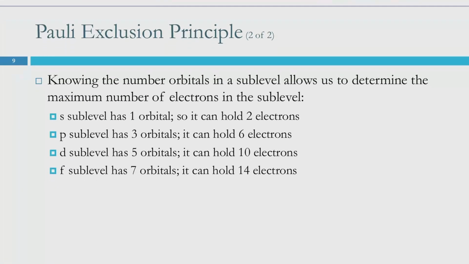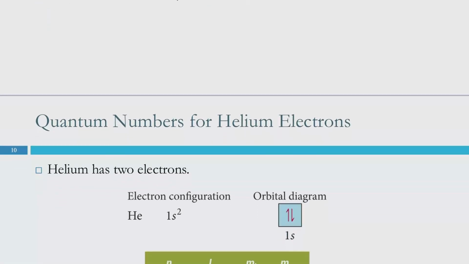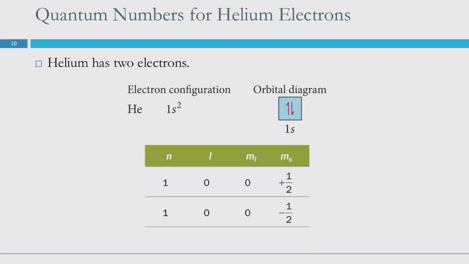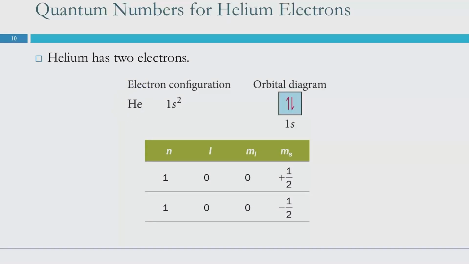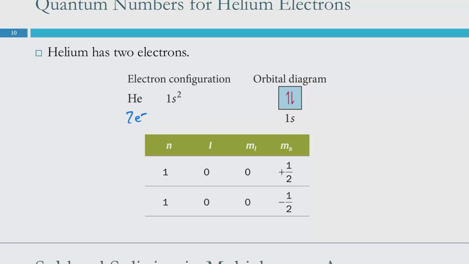So the maximum number of electrons that we can have in a sublevel in S, P, D, or F is twice the number of orbitals. So S has 1 orbital, it can hold 2 electrons. P has 3 orbitals, it can hold 6 electrons. D has 5 orbitals, it can hold 10 electrons. And F has 7 orbitals, it can hold 14 electrons. If we look at helium, here's that example that I showed us earlier. Helium has 2 electrons. They can both fit into the 1s orbital. The smallest little sphere can hold 2 electrons because it's 1 orbital. 1 orbital, 2 electrons, and they go on with up and down spin.